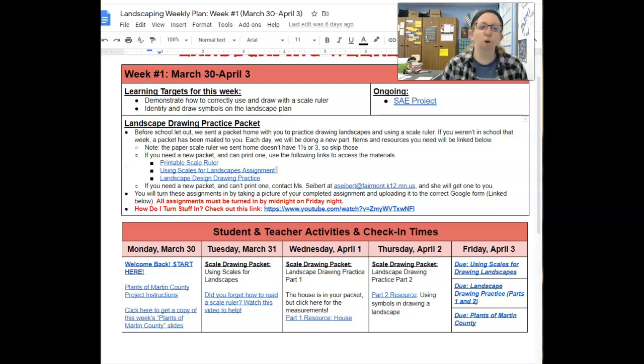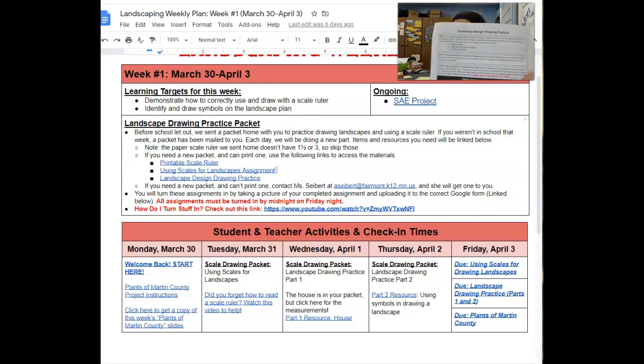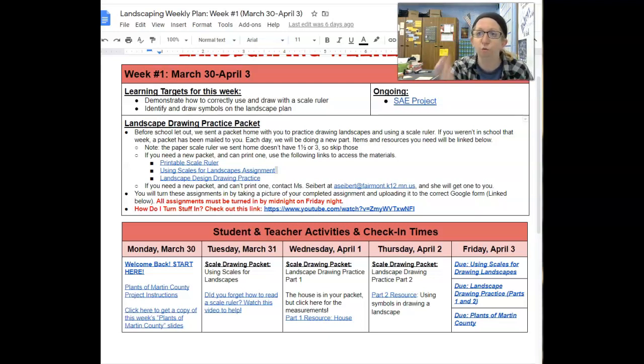Hey team, so I heard some confusion about a couple of these assignments, so I decided to pop back into week one and give some instruction as far as how to do each of the assignments that are in your landscape design drawing practice packet. If you remember, we sent this home to you right away before school got out. If you don't have one, let me know and I will either mail one to you, or we'll figure out how to get you one so that you are able to complete these assignments.